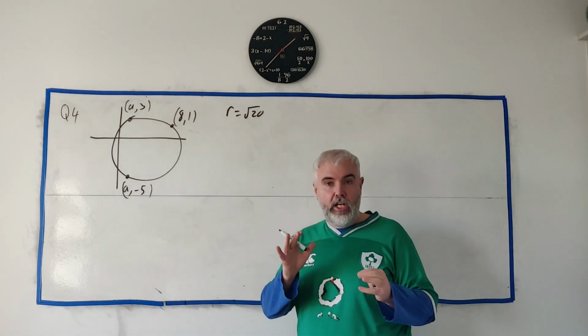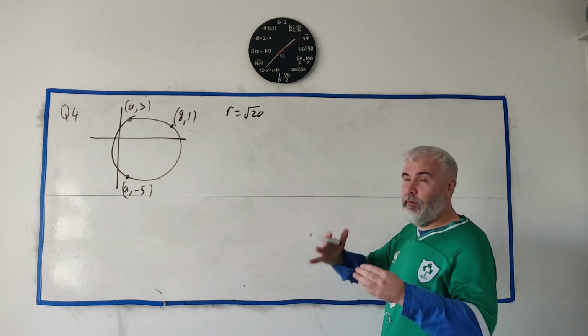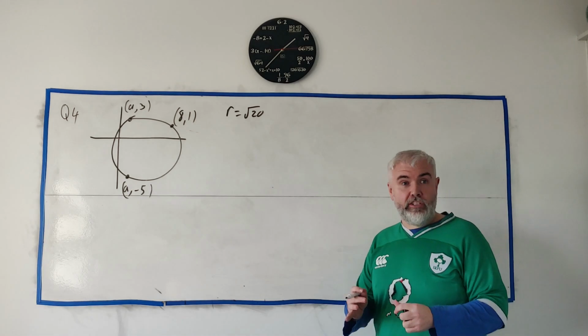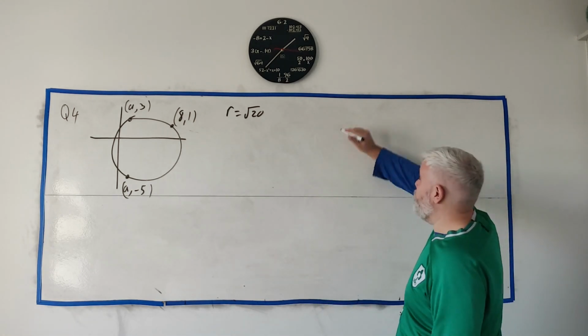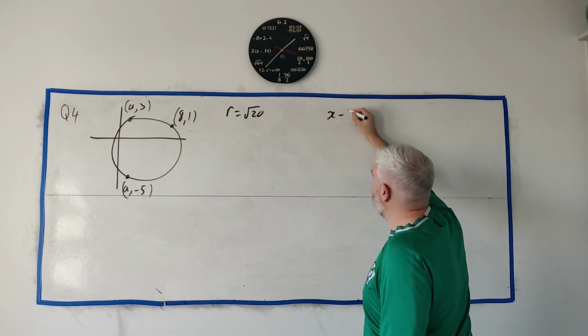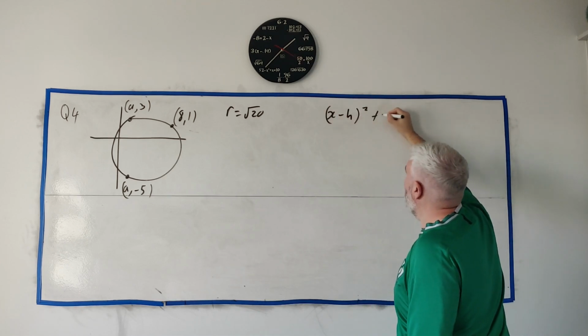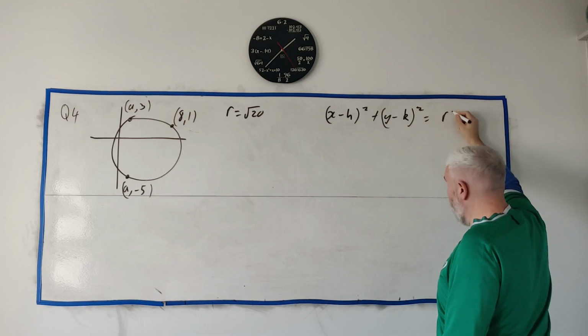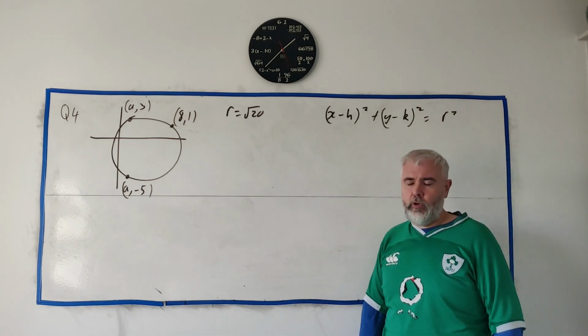The really long way to do this question, and it's not that long, is you're looking for the equation of a circle. Let's write out a general equation. That would be (x minus h) squared plus (y minus k) squared equals r squared. This is a general equation.